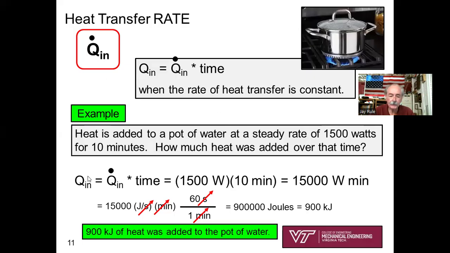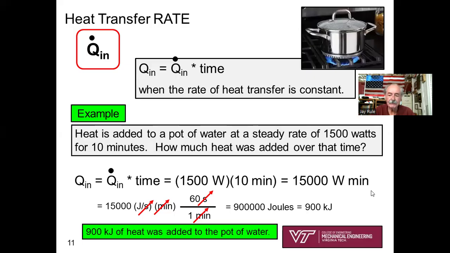Well, let's do the math. So here's our fundamental: Q is equal to Q dot times time, as long as we're adding at a steady rate. Oh yeah, there it is, steady rate. So that's going to be a constant number. Time, 10 minutes. All right, let's do the math. 1,500 watts times 10 minutes. That's 15,000 watt minutes. That's not going to work for us.